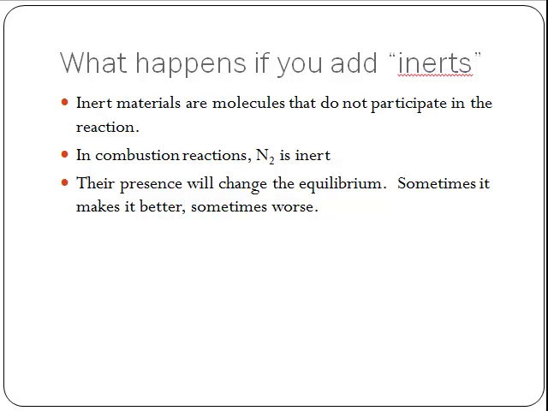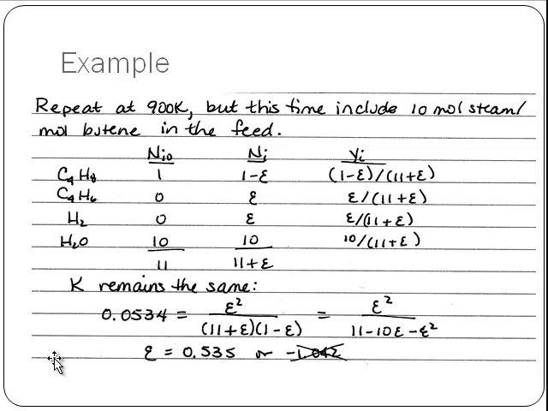So let's take this reaction one last time and do it at 900 Kelvin, but this time we're going to add some steam, 10 moles of steam for every 1 mole of butene. So before I had 1 butene, 0 butadienes, and 0 H2s in the feed. Now I'm going to also have 10 moles of water. Now water isn't going to participate in the reaction, so I'll have 10 moles when I leave also. Just like our nitrogen, it never participated in the reaction. What came in also came out. But the number of moles of these other things stays the same.